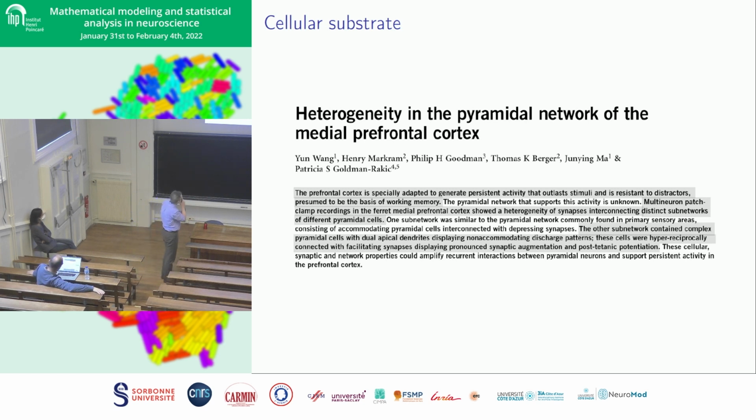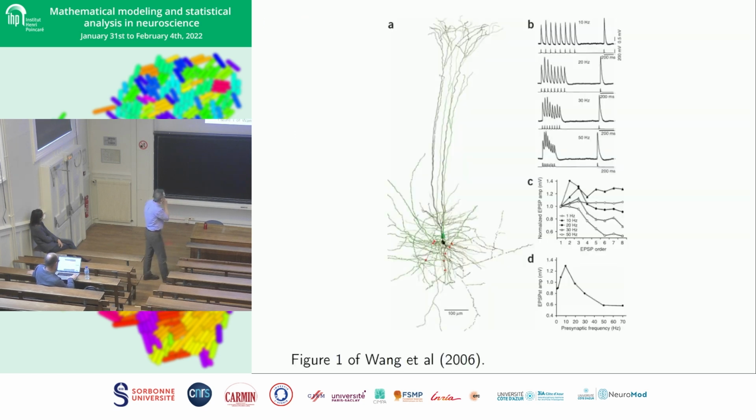And what do they find? They find a subnetwork that contains complex pyramidal cells that displayed non-accommodating discharge. I will show you what it is. They were highly reciprocally connected, and their synapses were facilitating.